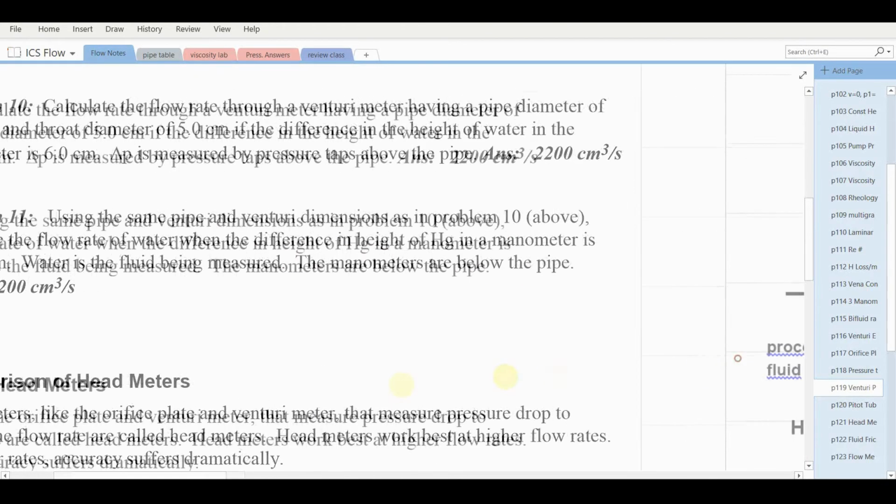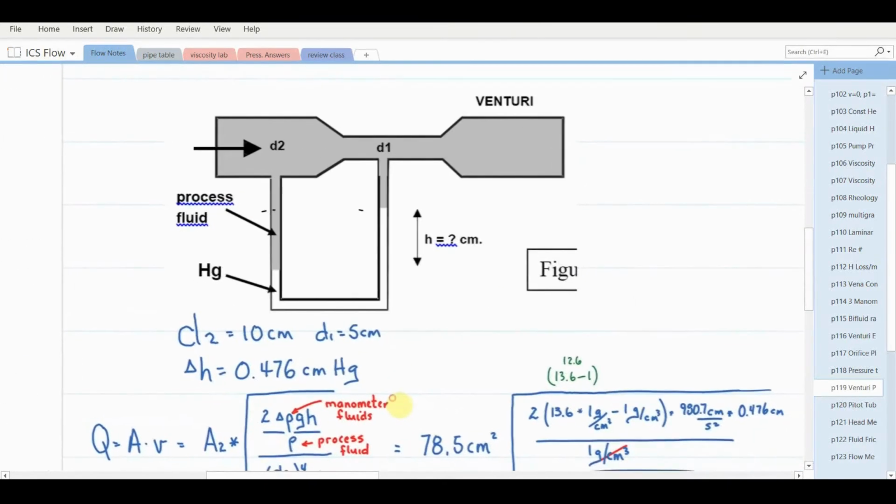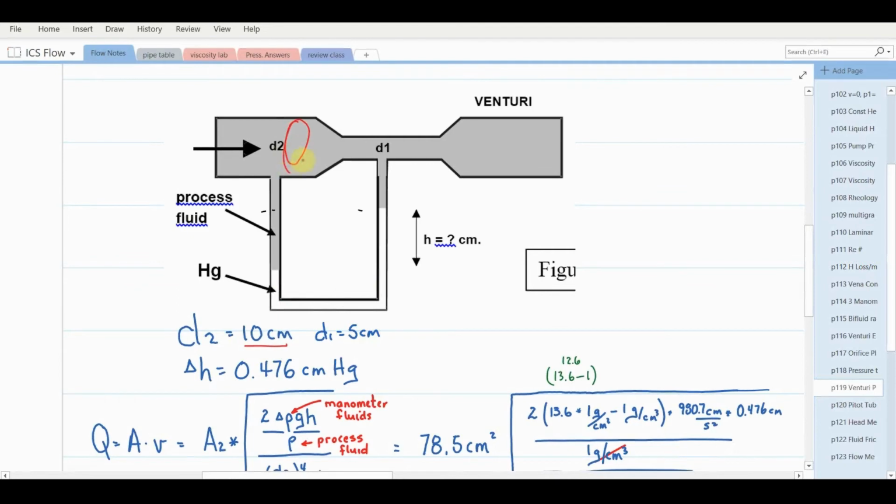So I've drawn that over here. Water is the process fluid. We have mercury manometers below the pipe. The dimensions are the same as in the previous problem. The pipe has a 10 centimeter diameter. The orifice, the Venturi, has a diameter of 5 centimeters. The height difference is 0.476 centimeters of mercury.